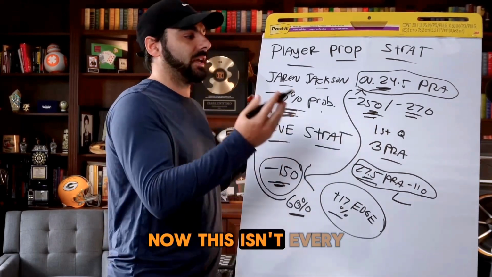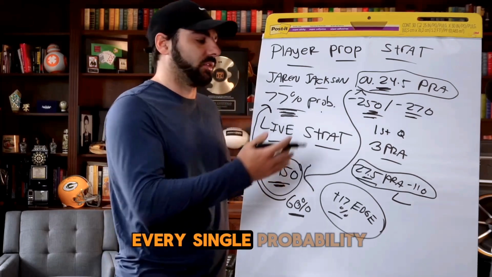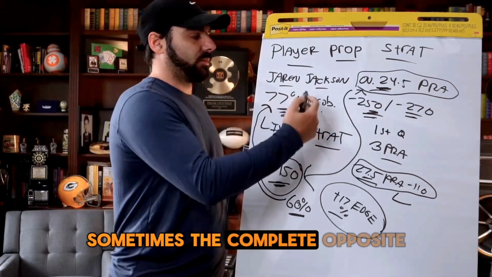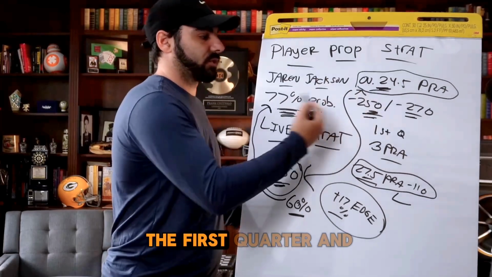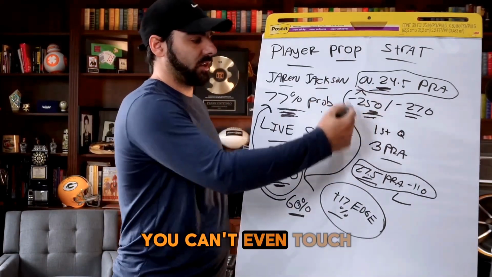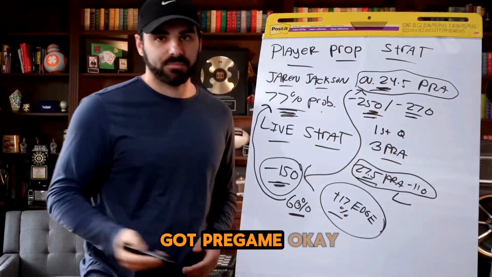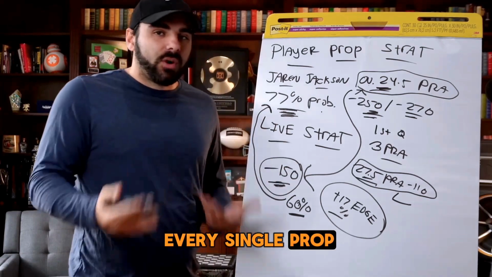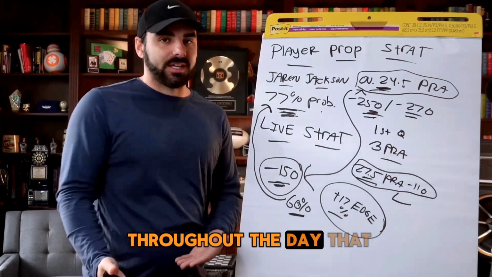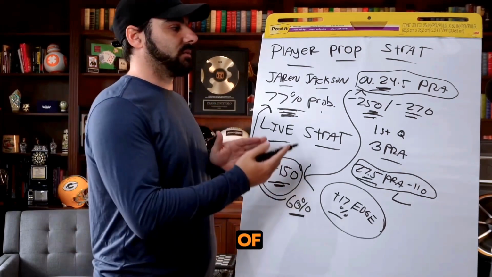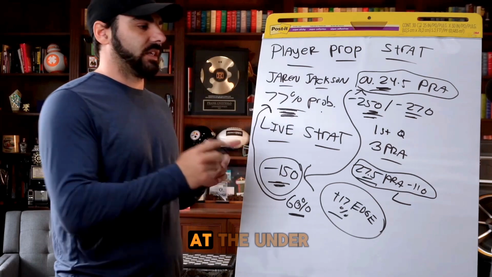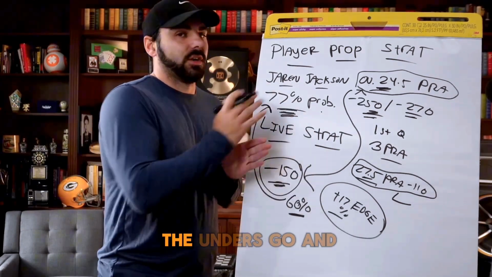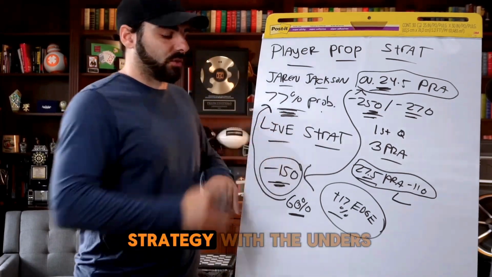Now, this isn't every case. This doesn't happen in every single probability that has high probability. Yes, sometimes the complete opposite happens. This player will start in the first quarter and absolutely go off, and then guess what? You can't even touch the number that you got pregame. Okay? So that doesn't happen every single prop, but there are some throughout the day that you can take advantage of, just like this. Now let's take a look at the under. Let's go through the under, because we went through the overs now, but let's see how the unders go and how you can use that strategy with the unders.